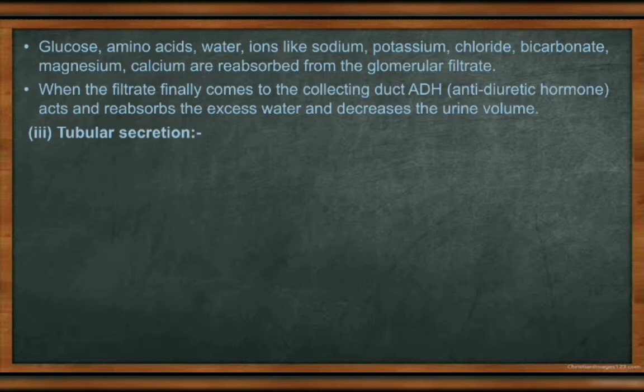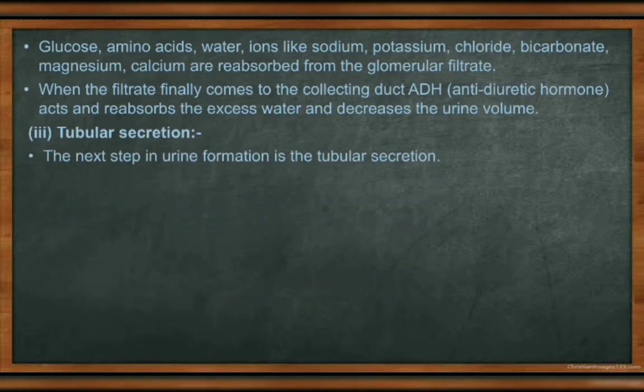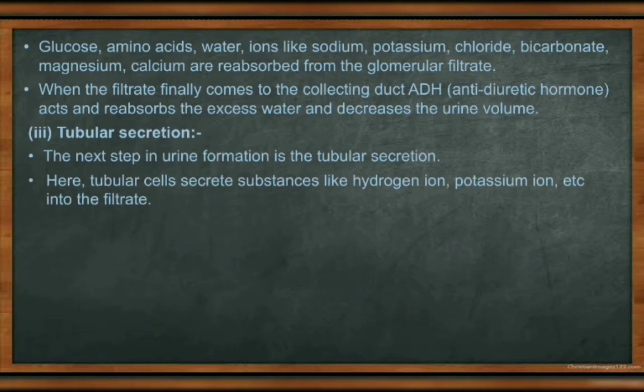Tubular secretion: here we will discuss only the loop of Henle. As I already told you in the previous part, the loop of Henle is basically divided into three parts: the descending loop, the ascending loop, and the middle one is the hairpin loop. All the functions are the same, but the next step in urine formation is tubular secretion. Here the tubular cells secrete substances like hydrogen ions, potassium ions, etc.